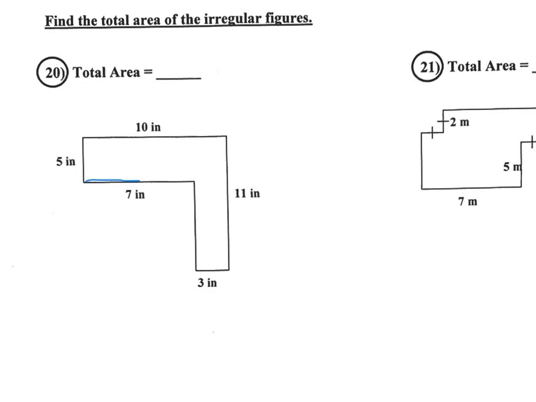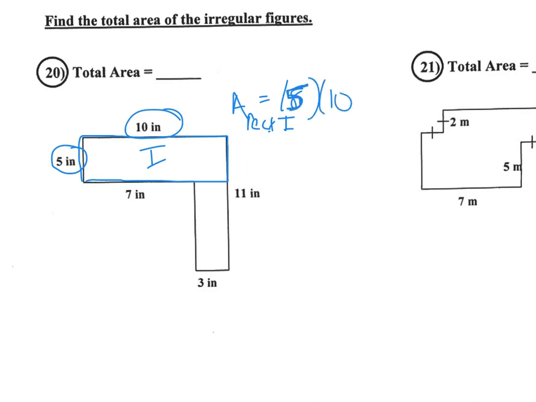I'm going to have a line drawn here. So we've got a blue rectangle with base 10, height 5. What is the area of that? 10 times 5, so the area of rectangle 1 is 5 times 10, which is 50. So this first area up here is 50.